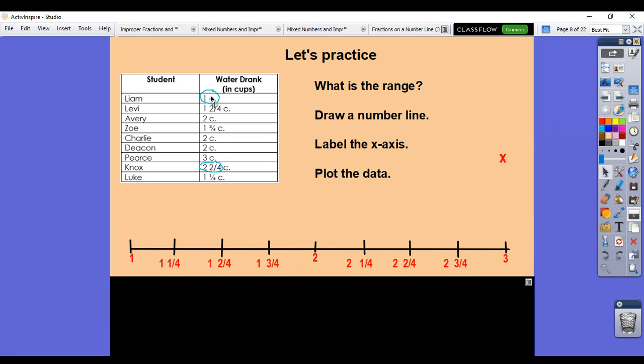Okay, so I see 1 cup for Liam, and I'm going to put a little check mark because I did that one. And then Levi drank 1 2/4. When I do it, I need to make sure that it is lined up with Liam's, so my line plot makes sense. Okay, now Avery drank 2 cups. Line it up. Put my check mark. Zoe drank 1 3/4 of a cup.